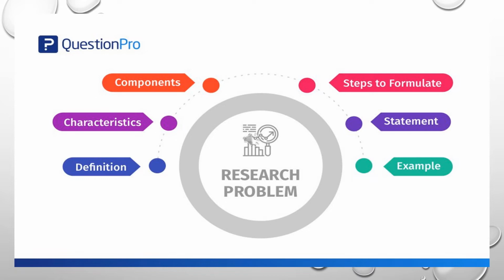The next one, research problem statement. So what is the research problem statement? A research problem statement is defined as an issue that needs to be addressed. It is described as the gap in knowledge about a particular problem or issue. So the characteristics of the research problem statement: it must address the gap in knowledge.